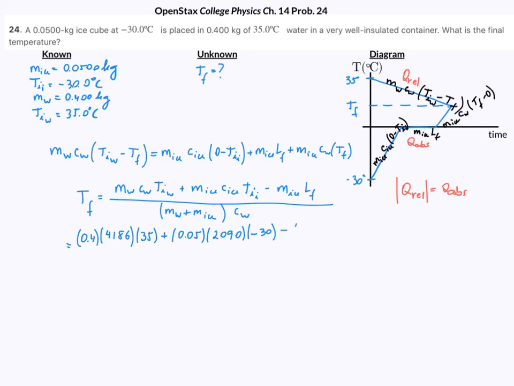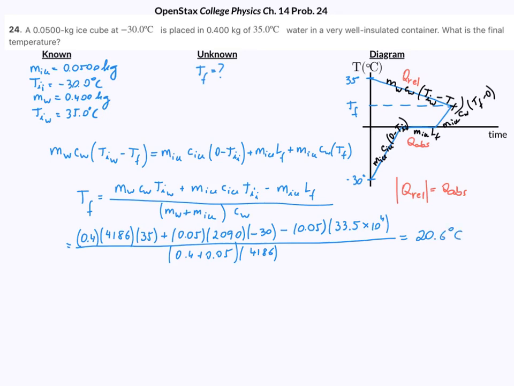Then minus mass of ice 0.05. Latent heat of fusion for water is, again from a table in the book, 33.5 times 10 to the 4th. And we divide this by the mass of water plus mass of ice, so that is 0.4 plus 0.05, and multiply it by specific heat of water, 4186. And when we plug these numbers into our calculators, we end up with a final temperature of 20.6 degrees Celsius.